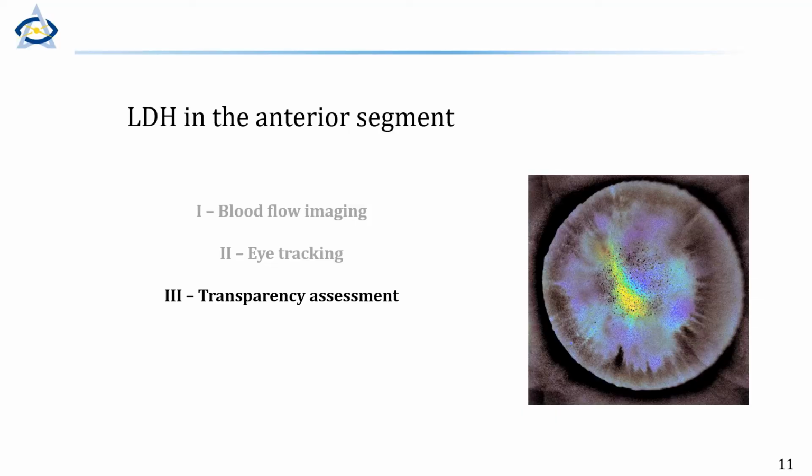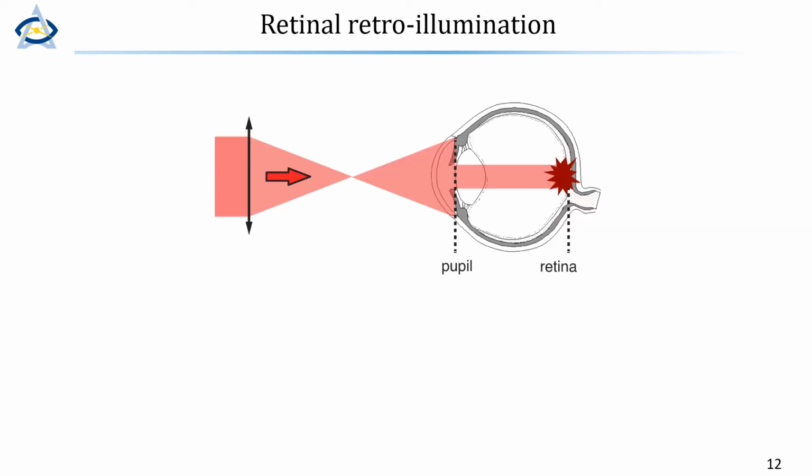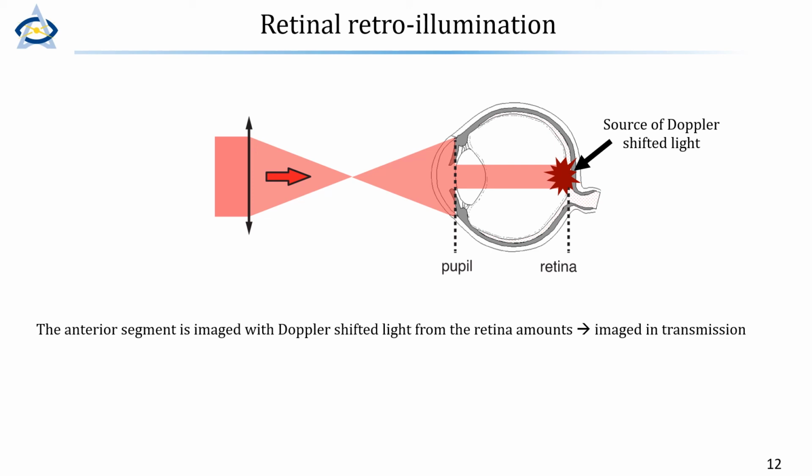So the last part is the assessment of the transparency of the eye. When we are doing reconstruction in the pupil plane and we are looking in the pupil area, the light that we have is actually the Doppler shifted light from the retina, because we use our short-term Fourier transform short-term window, so that we are using blood flow signal in the pupil. The only source of blood flow signal is the light that comes back from the retina. So what we are doing here is actually imaging the pupils in transmission thanks to the light that comes back from the retina.